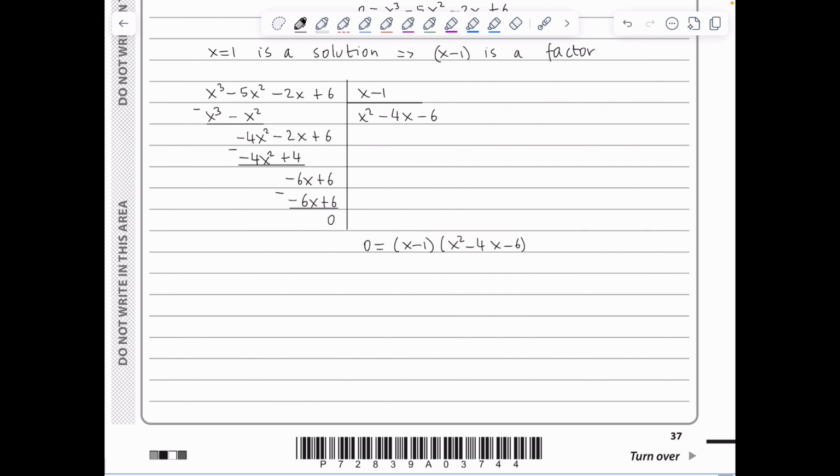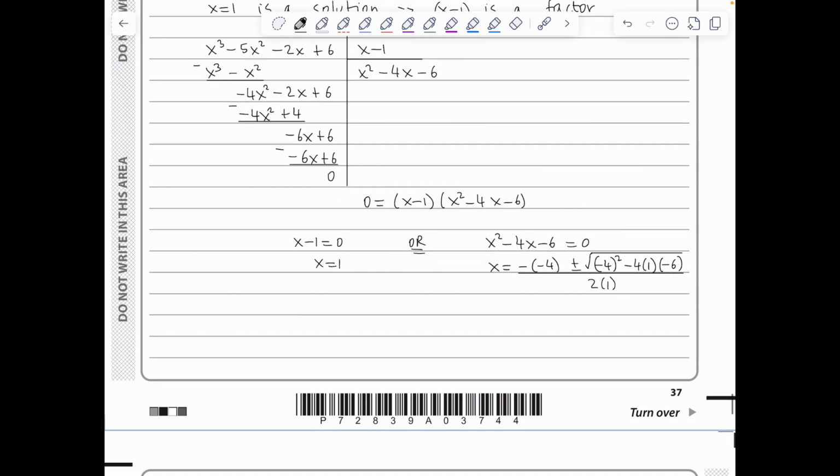Now obviously we've got x minus 1 is 0, which means that x is 1, which is not the point we are after. Or alternatively, we've got x squared minus 4x minus 6 is 0, and I'll be using the quadratic formula to proceed. We've got x is negative minus 4 plus minus the square root of negative 4 squared minus 4 times 1 times negative 6, all divided by 2 times 1. This gives answers for x of 2 plus minus root 10.